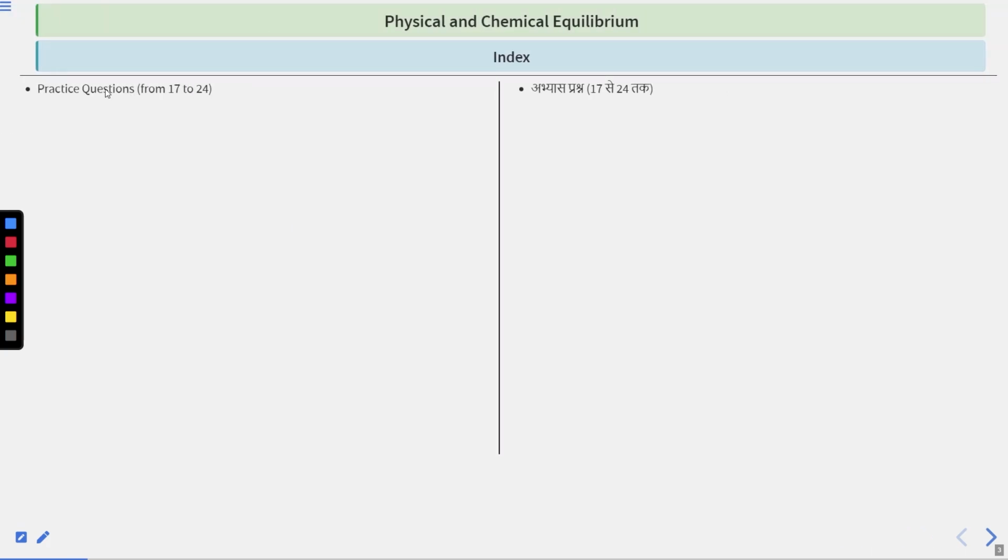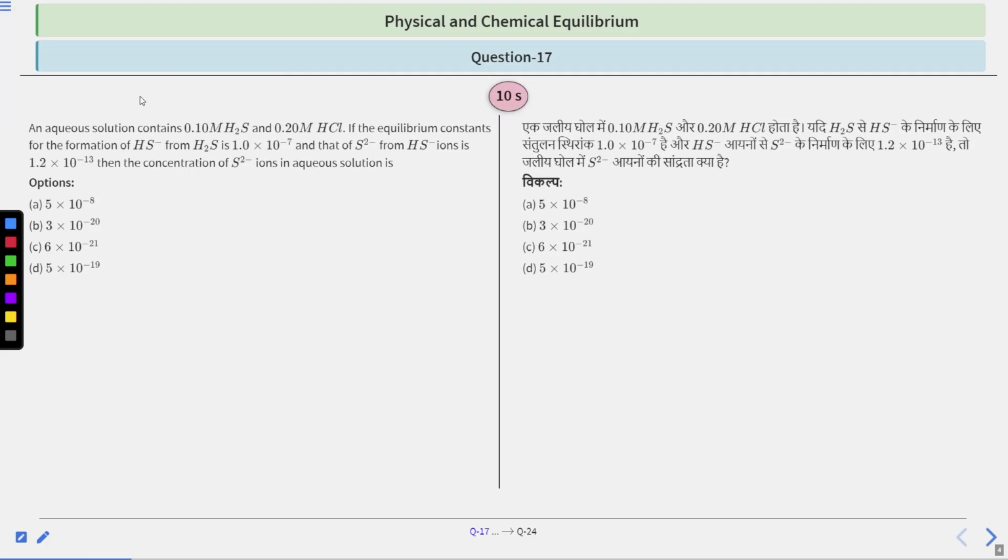Index slide. We are going to see some practice questions from question number 17 to question number 24. Let's start with question number 17.